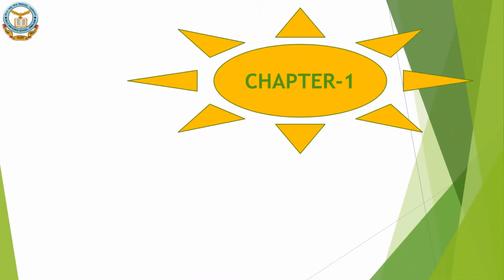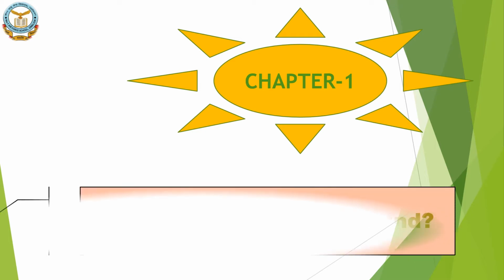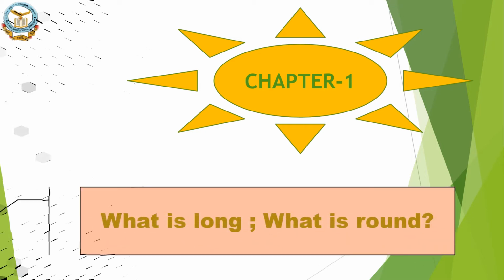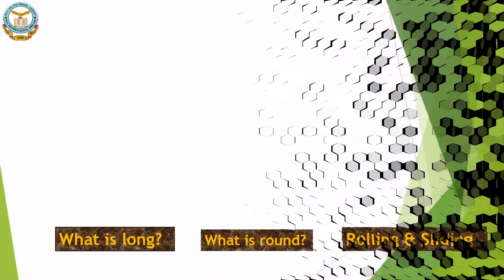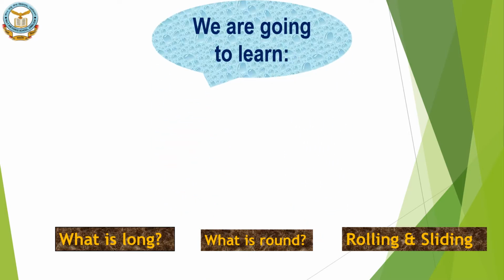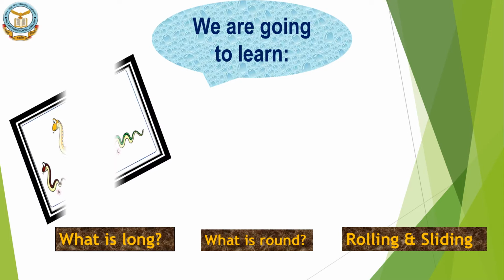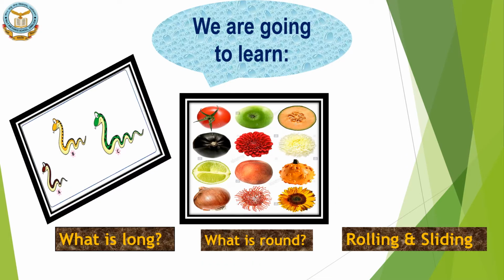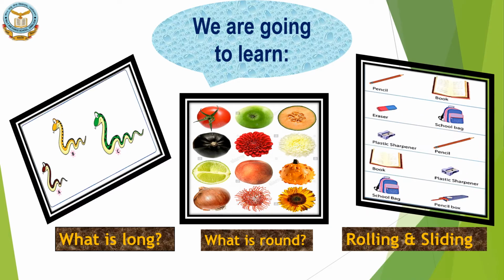Our topic for today is Chapter 1. What is long and what is round? In this chapter, we are going to learn different subtopics like what is long, what is round, and how things move by rolling or by sliding.